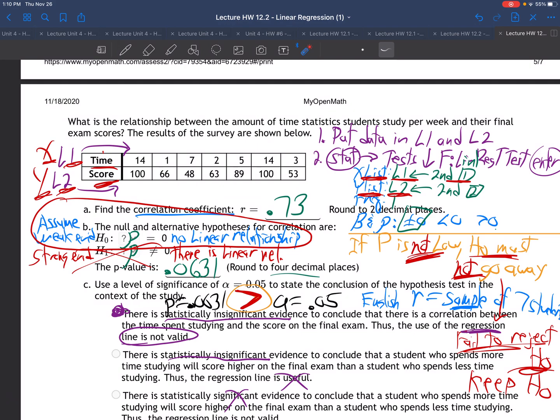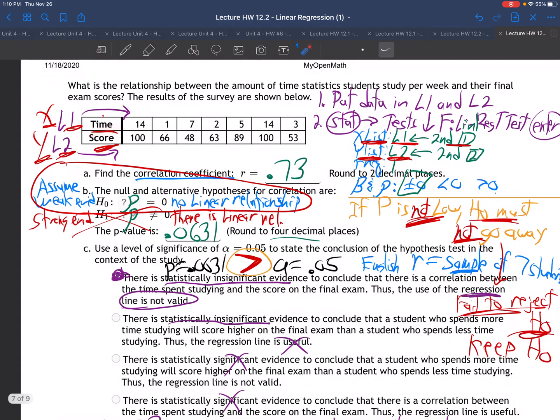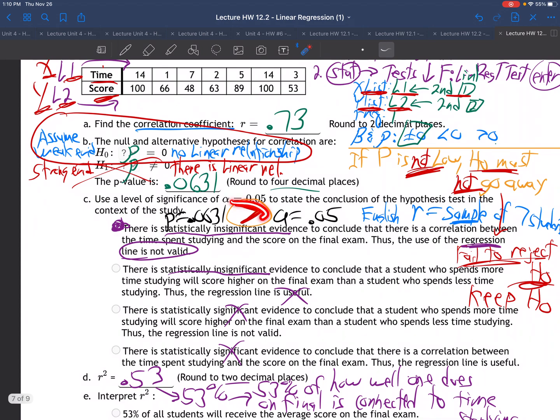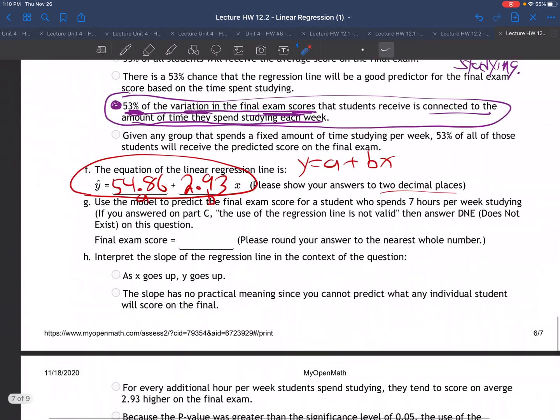At least there's not strong enough evidence to make us convinced that time spent studying affects final exam scores in a linear connection. We're saying no, the p-value was too high, the chance of luck was too high. So we're saying, therefore, you can't use the linear relationship. We don't believe there is a linear relationship. At least there's not strong enough evidence that there's a linear relationship from this study. So you can't be using the regression line.